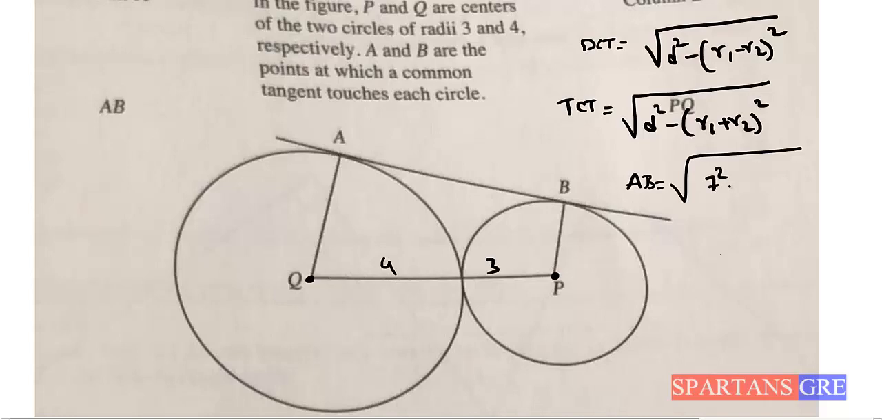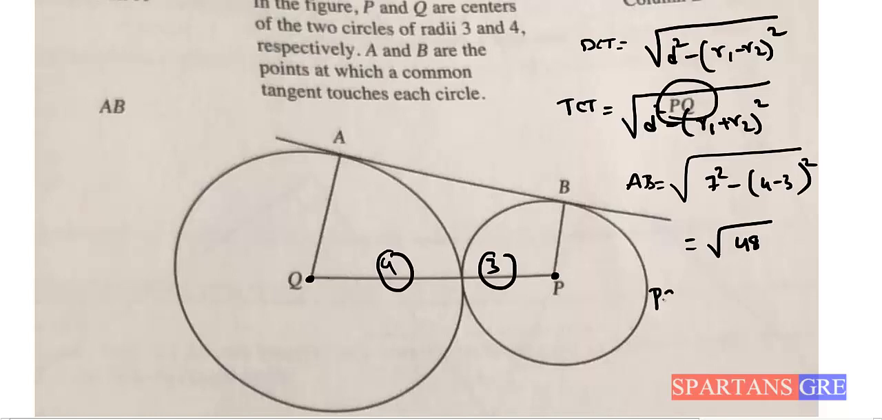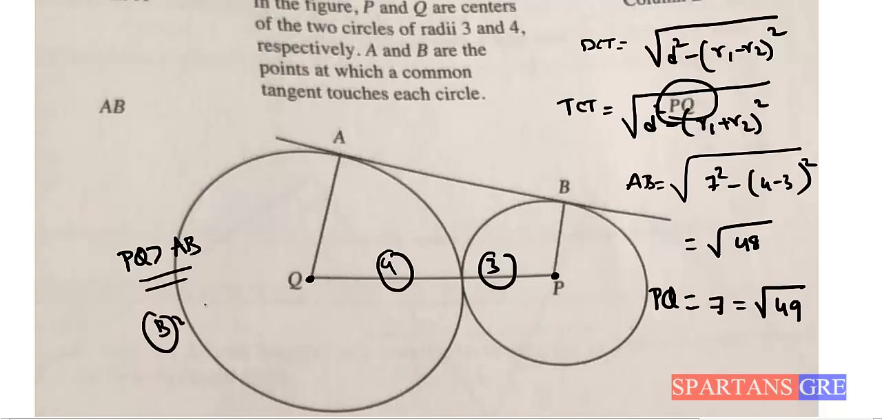So 7 square minus (r1 minus r2) whole square. The radii are 4 and 3, so 4 minus 3 whole square. So this will be root 48. So AB is root 48 and they are comparing with PQ. PQ will be directly 7. 7 is nothing but root 49. So obviously PQ will be greater than AB. So your answer is B in this question.